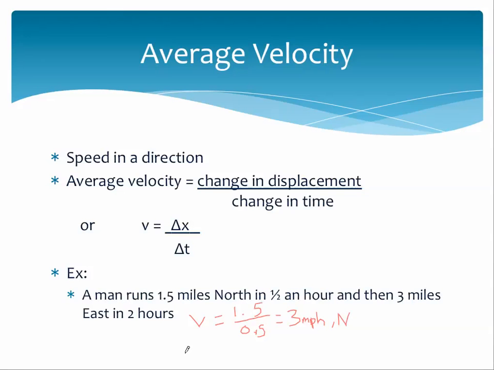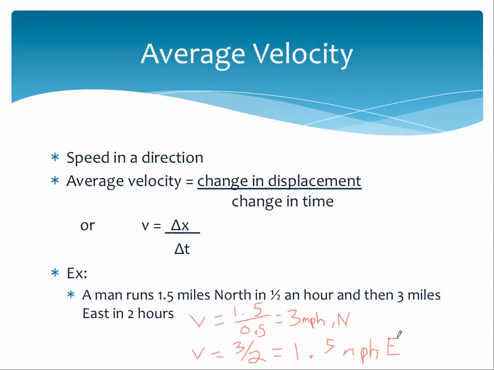For the second part, when he's traveling east, we can say 3 miles divided by 2 equals 1.5 miles per hour east. And that's how we calculate the average velocity here.